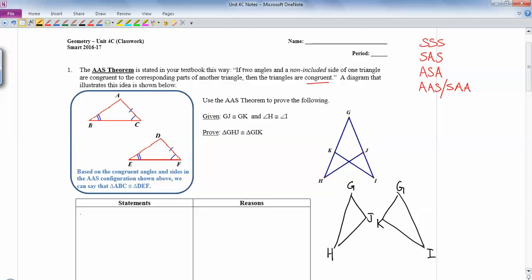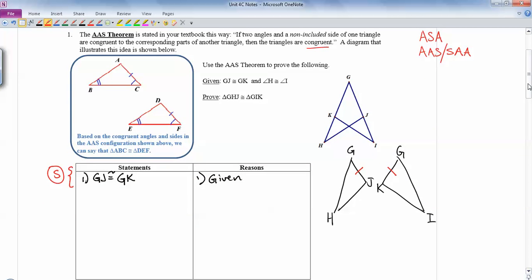So first statement, we'll do one of the givens. GJ is congruent to GK. So that's given. All right, so in the diagram, I'm going to mark these two the same. The nice thing about that is this step all by itself already gives me a pair of sides matched up. And so I've got the S that I need.